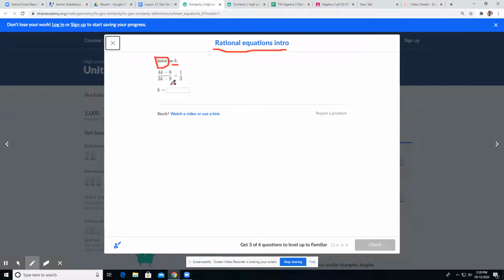Now, this one's even a little bit more tricky. So let's go ahead and look at what we have here. I got 4k minus 6 over 3k minus 9, and it's equal to 1 over 3.